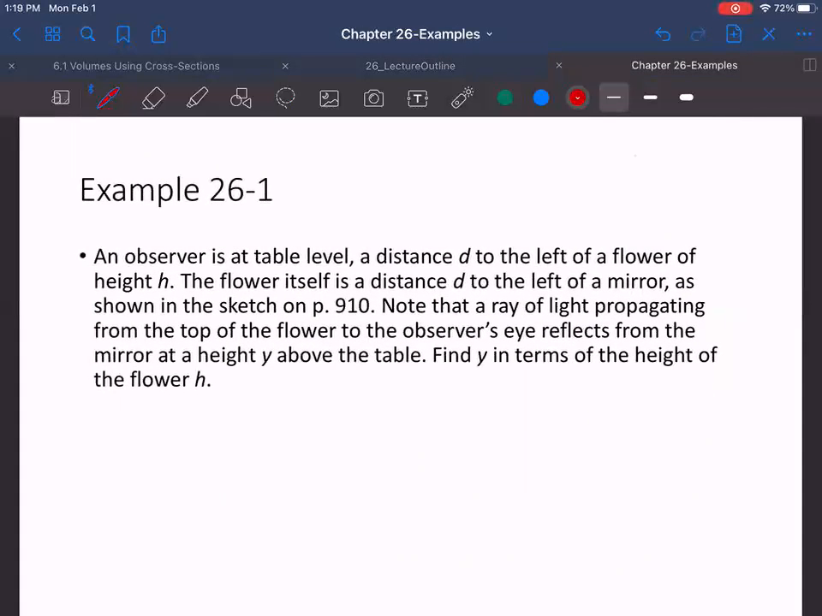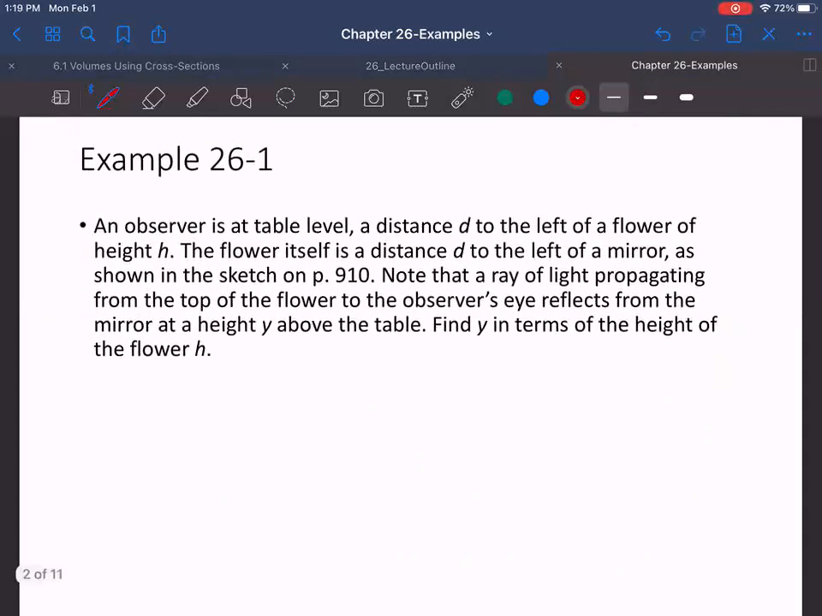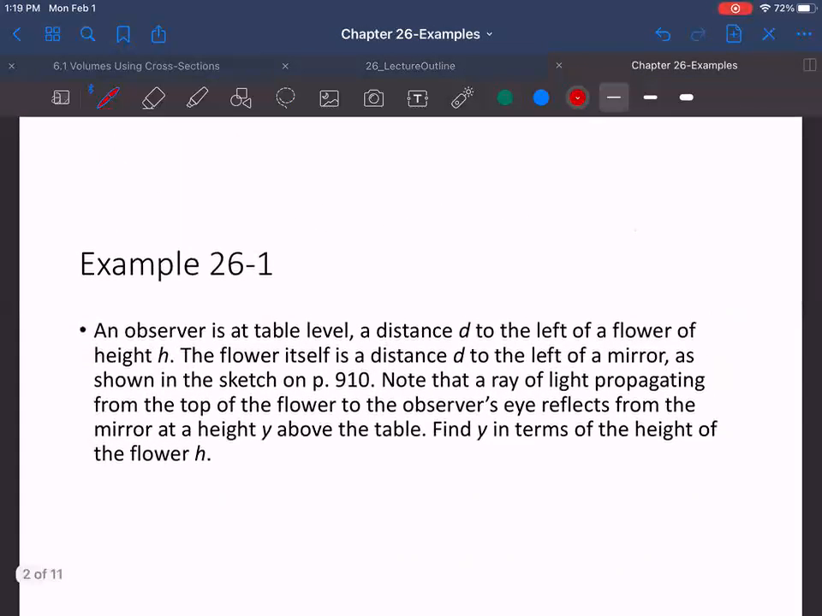An observer is at table level, a distance D to the left of a flower of height H. So we've got, here's our table. Let's say this is our flower, right? I know, impressive. And here's our observer. We'll just put like a little eye or something here. There we go. There's our eye, there's our observer. And they're a distance D from the flower. And the flower has a height H.